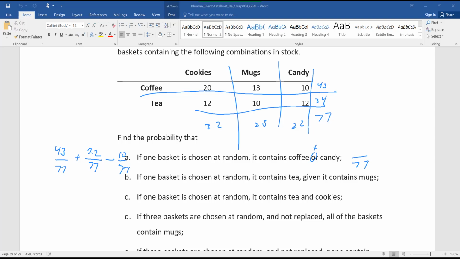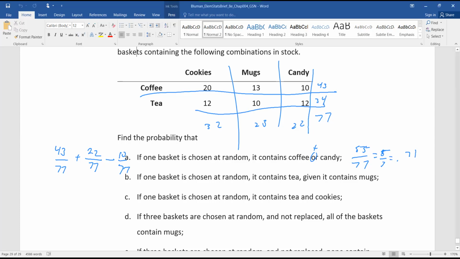43 plus 22 is 65. 65 minus 10. So you have 55 out of 77 odds. If you divide that by 11, you have 5 out of 7. So that's 0.71. So you have a 71% chance that you'll get coffee or candy in your basket. That's pretty good odds if you like coffee or candy.